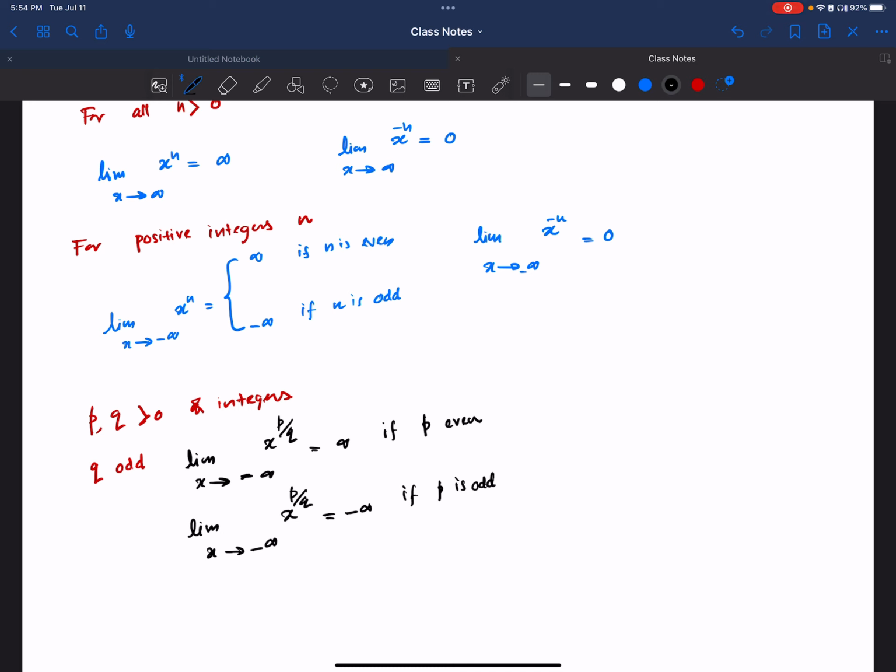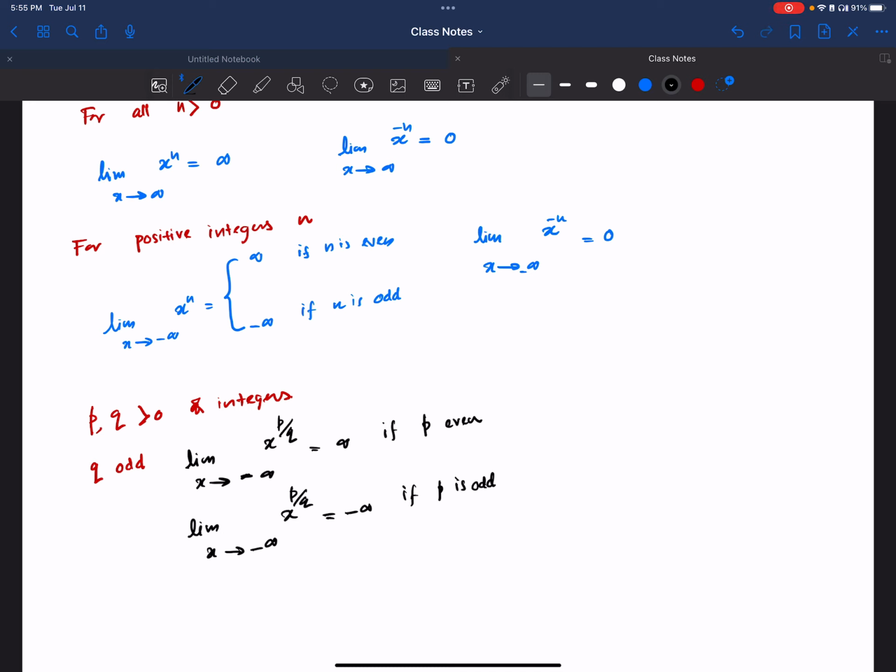Now in this case, q is odd. When q is odd and p is even, it goes to positive infinity. When q is odd and p is also odd, that's going to be an odd number, then it goes to negative infinity when x goes to negative infinity.